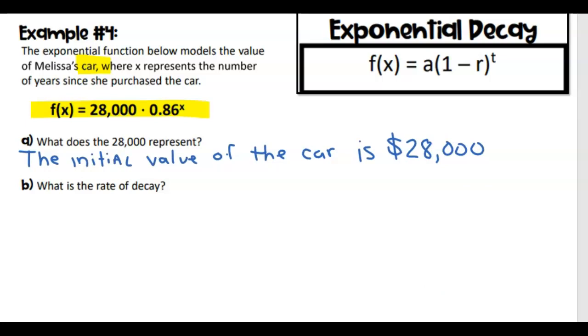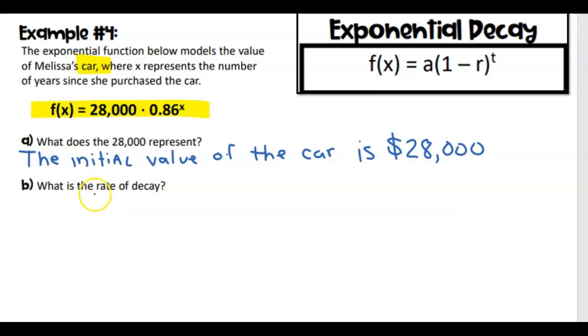What happens to the value of cars over time? 5 years later, is it still going to be worth $28,000? You know what happens to the value of cars? They go down, with one exception, which would be classic cars. Certain models of old cars are considered very valuable and their price goes up. But most cars, their price goes down.